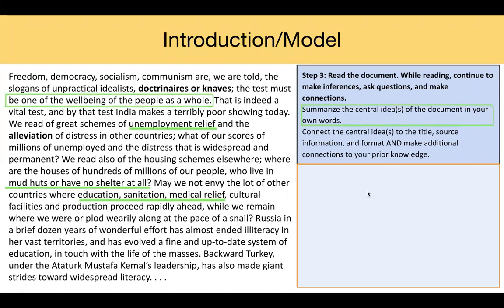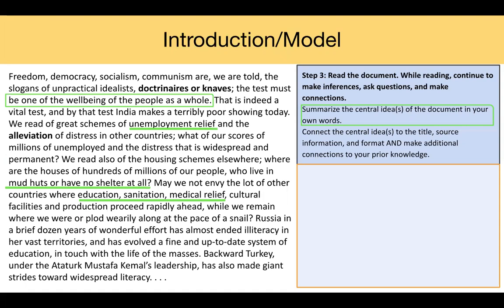So now we've gotten really good at this. So let us look at how we can summarize. Some of the main central ideas here seem to be that Nehru is concerned about the well-being of the Indian people. He really wants to help the Indian people. He wants unemployment relief. He wants to help them with shelter. He's really concentrating on education, sanitation, and medical relief. So he's building on things he mentioned in the previous paragraph that were wrong and that need to be helped, right?